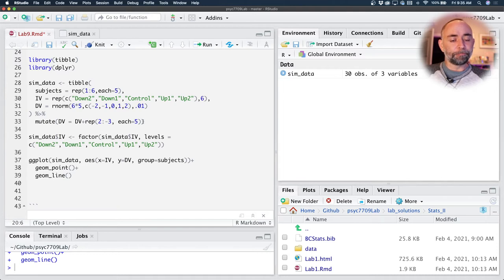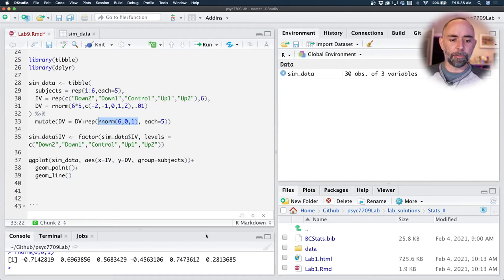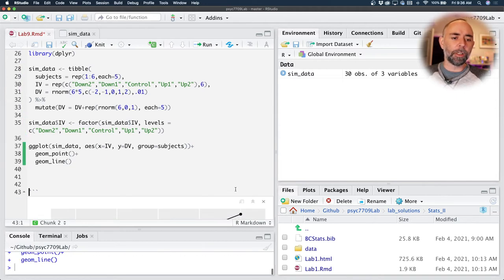So what we could do is something like this instead, but let's make it a little bit more random. I'm just going to sample, we've got six subjects, six different values from a normal distribution with a mean of zero, standard deviation one. So there we have six values. My intention is that these specific values will serve as the control condition mean for each participant, and they'll control how the lines go up and down for each participant. And we're going to replicate each of these values five times. So let's take a look at that.